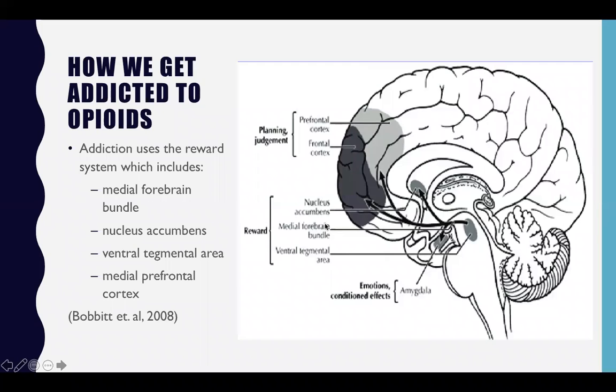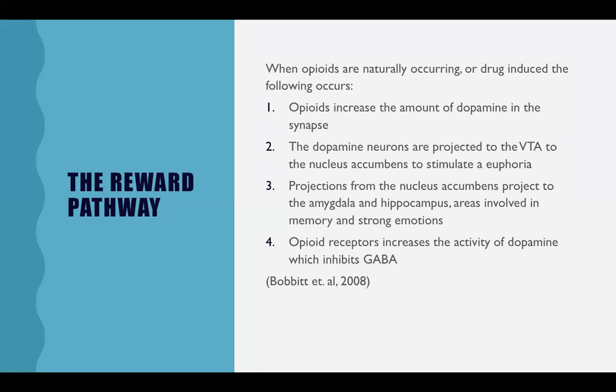First of all, addiction attacks our normal reward system, which includes the following areas: the medial forebrain bundle, the nucleus accumbens, the ventral tegmental area, and the medial prefrontal cortex, which can all be seen on the picture on the right. When opioids are introduced into the system, it increases the amount of dopamine projected from the ventral tegmental area to the nucleus accumbens, and this stimulates a state of euphoria.